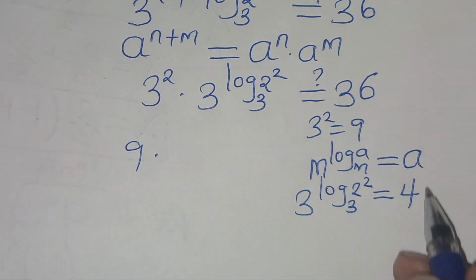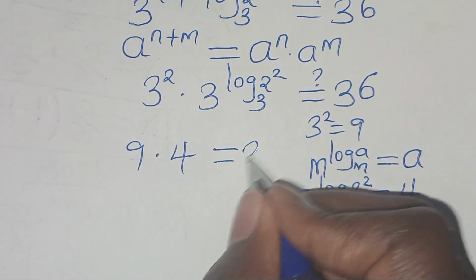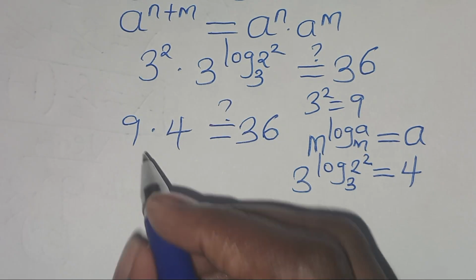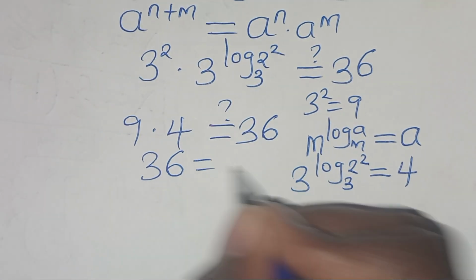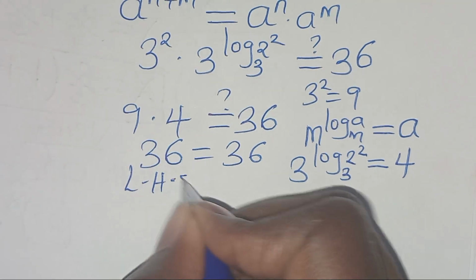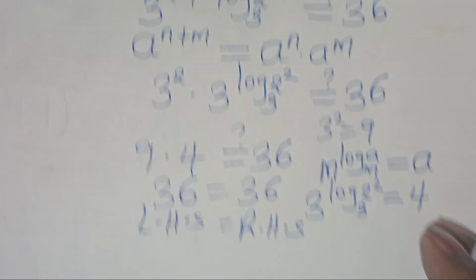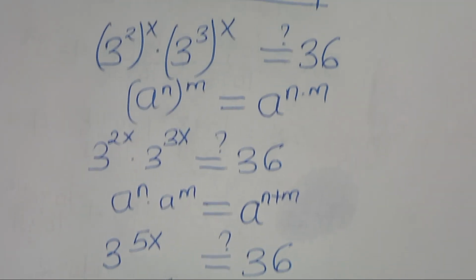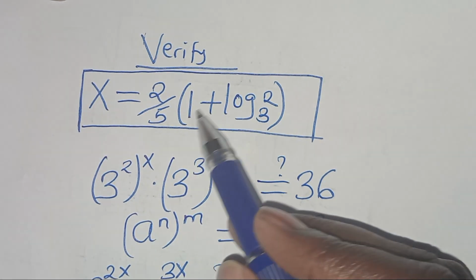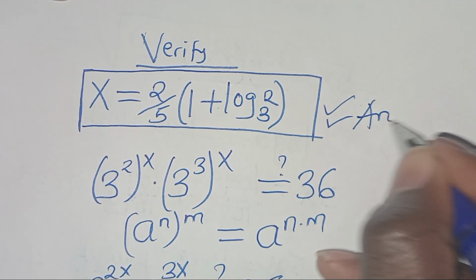Let's substitute 4 here. So we have 9 times 4. This is supposed to give us a value of 36. 9 times 4 is 36, which is equal to 36. So the left hand side is equal to the right hand side. And this implies that the value of x, which is 2 over 5 into the parentheses 1 plus log 2 to base 3, actually satisfies the equation.